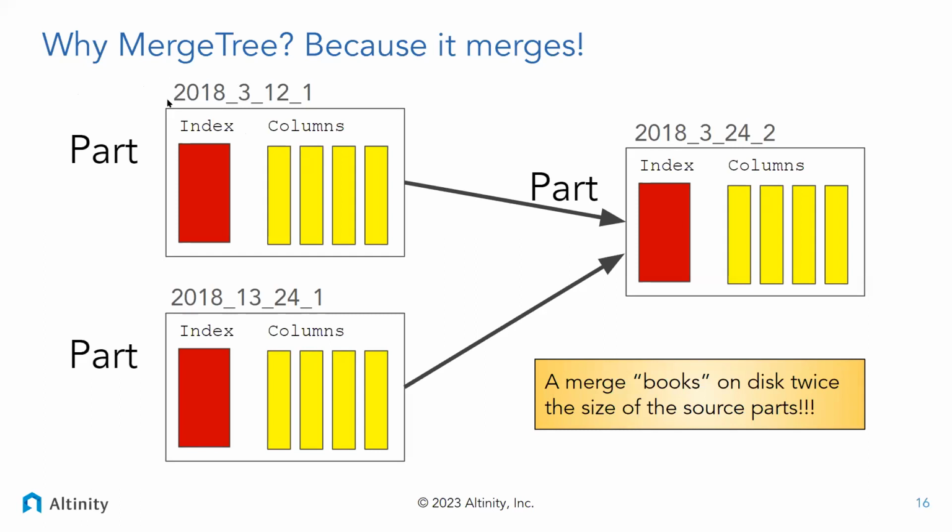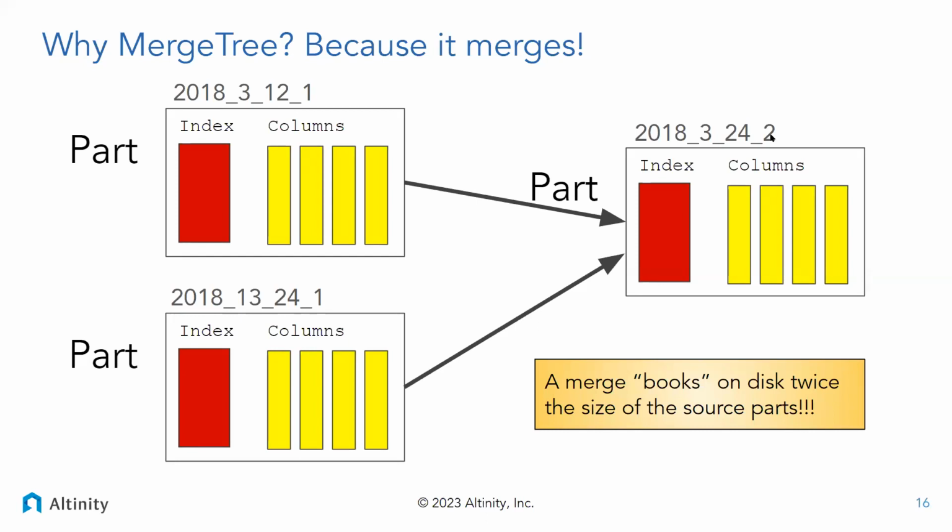So this is year 2018. It's actually already had some merged stuff. The original parts were numbered 3 to 12. That one means the data underneath it has been merged once. Here was another one where we had original parts numbered 13 to 24, and they have been merged once. ClickHouse goes over this and says, hey, I can combine these two parts, and it creates a new part. And you see how it's numbered here, 3 to 24 and 2. That means the data in this has been merged twice.